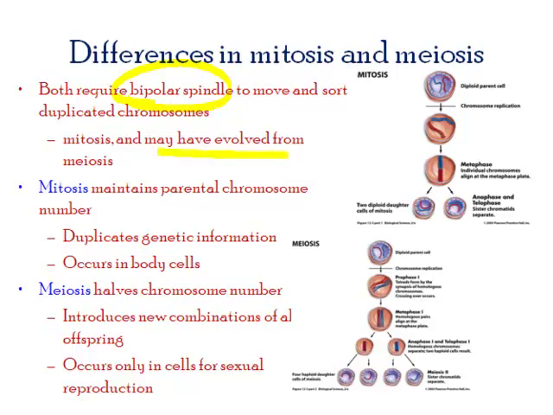Mitosis may have evolved from meiosis. Why? Because meiosis 2 is nothing besides mitosis. Mitosis maintains the chromosome number. It occurs in body cells, all body cells besides the sexual organs. In sexual organs, we have the process called meiosis, which reduces the chromosome number.